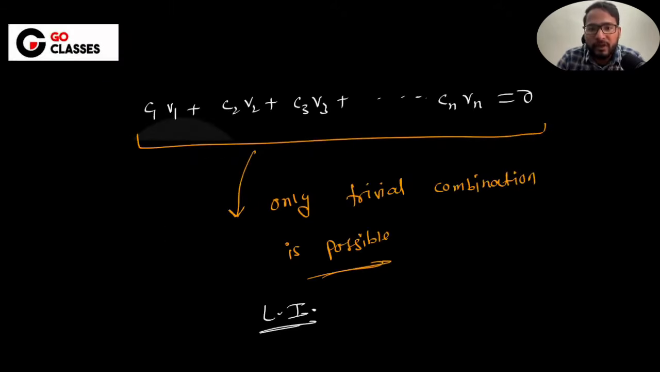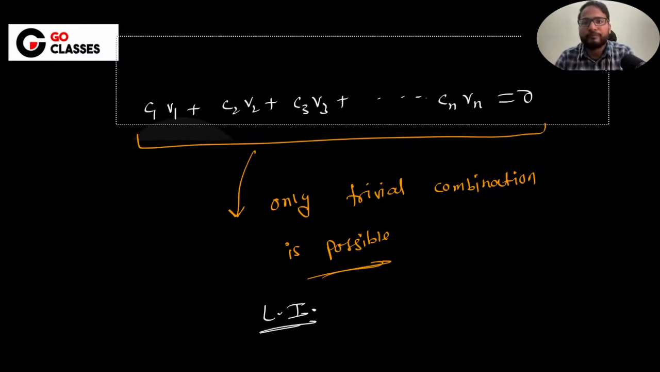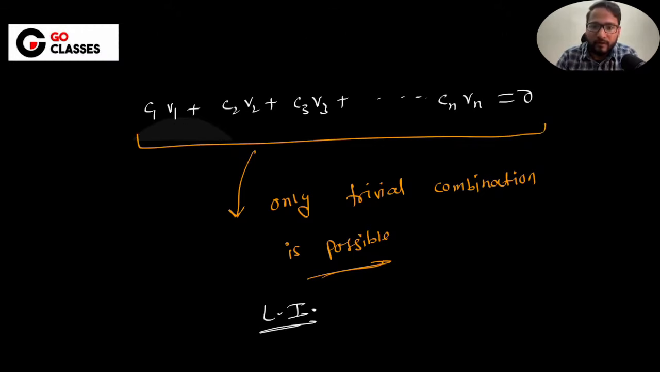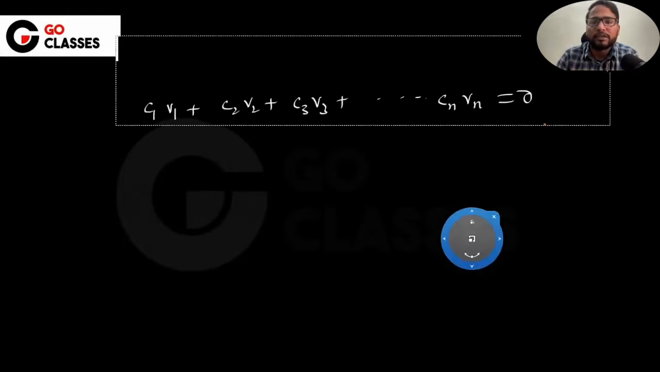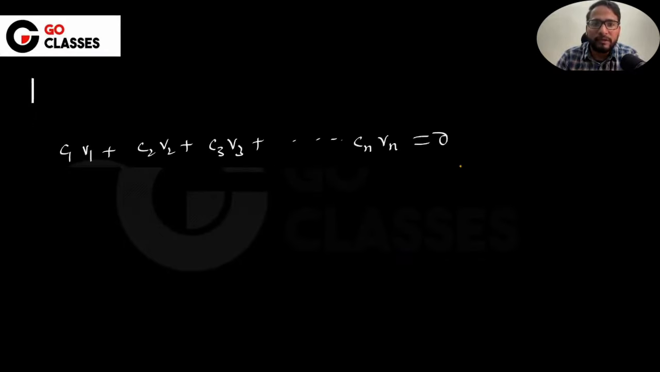Let's understand more carefully what linear dependence means. Let's suppose I give you this equation. What does this equation say? The Ci's are scalars.